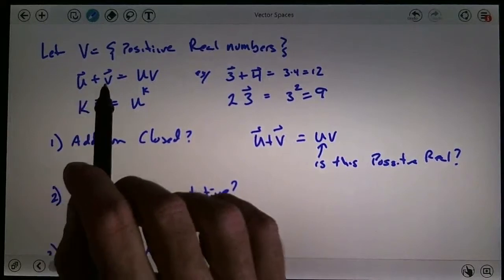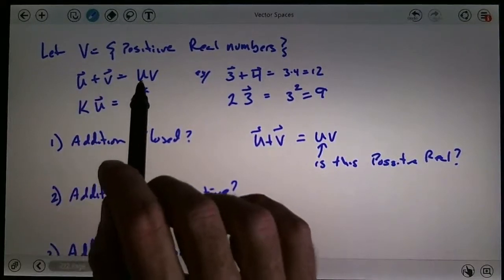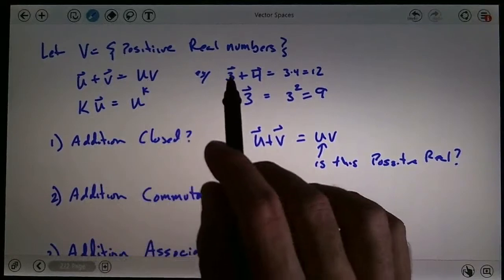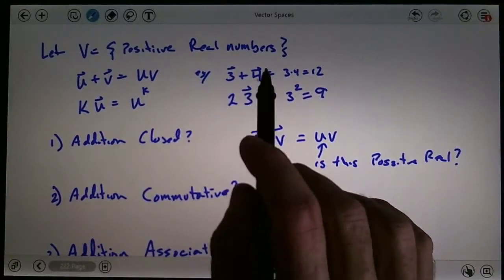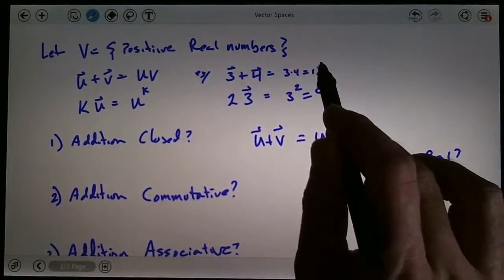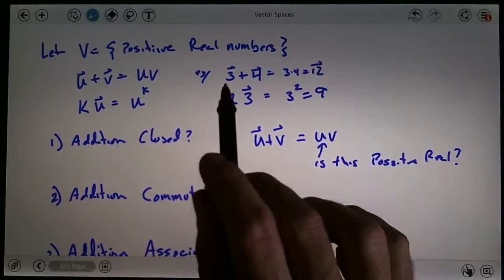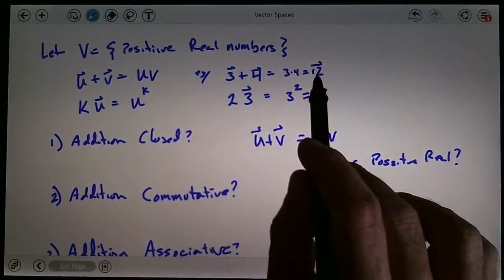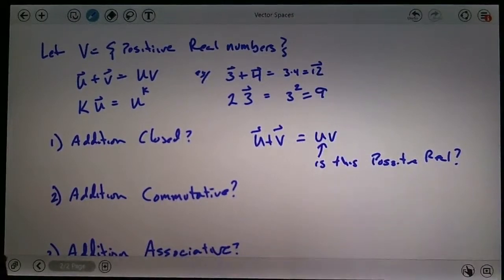To add two vectors together, I'm going to multiply the real numbers together. For instance, the vector 3 plus the vector 4 is 3 times 4, which is 12. So that's the vector 12. So the vector 3 plus the vector 4 is the vector 12. Okay.